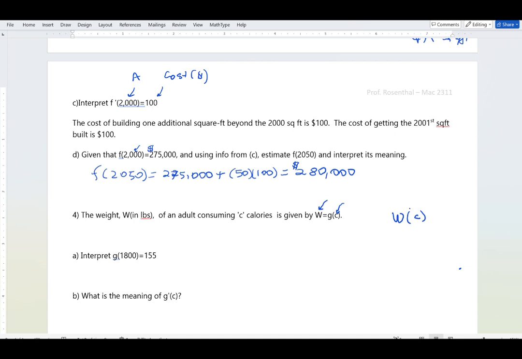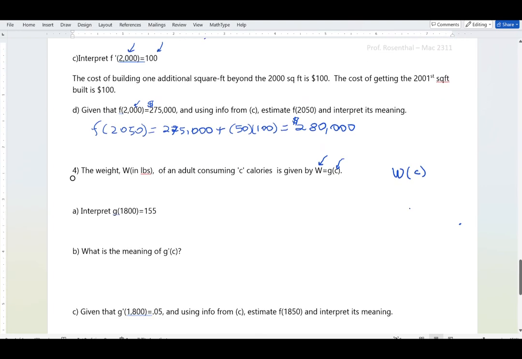Of course, there are many other variables. We're fixing all those other variables. We're only looking at calories versus weight. Maybe we're fixing the height, we're fixing the gender. All kinds of things are being fixed perhaps to do that problem. So we're trying to do a simplified version of a realistic problem. Okay, so first question, interpret G of 1800 equals 155.